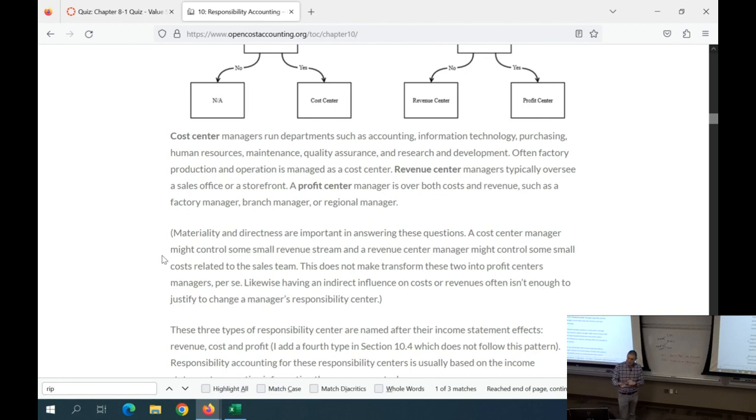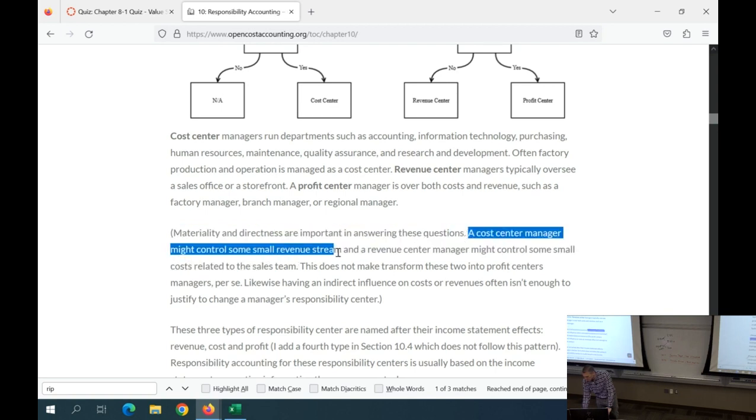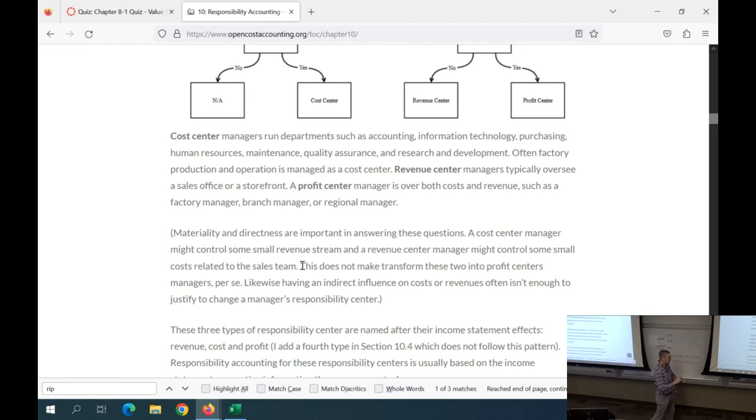And the idea is your decisions at that level will affect either cost or revenue or both, meaning you affect profit. And it's key that, look, there's materiality questions here. Sometimes a cost center manager might control some small revenue stream, and a revenue manager might control some small cost related to the sales team. That doesn't make you into the other type of manager. Those are relatively small decision rights you're talking about. So yeah, the sales manager probably does affect the amount of costs for printing paper for flyers and whatever, sure. But that doesn't turn him or her into a cost center manager or a profit center manager. That's a relatively small piece of what he or she does. So we'll keep that as the revenue center definition.